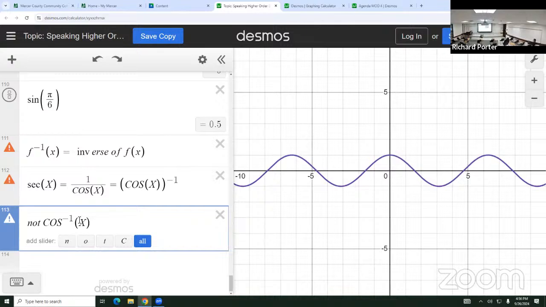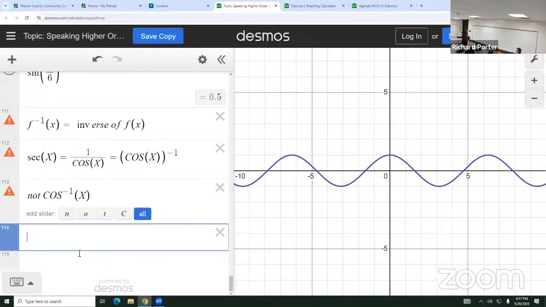Remember, what is math? Math is a language. And so in this language, when we raise something to the -1 power, normally it means 1 over, the reciprocal. But if it's a trig function or any function that you raise to the -1 power, it means inverse. Okay.